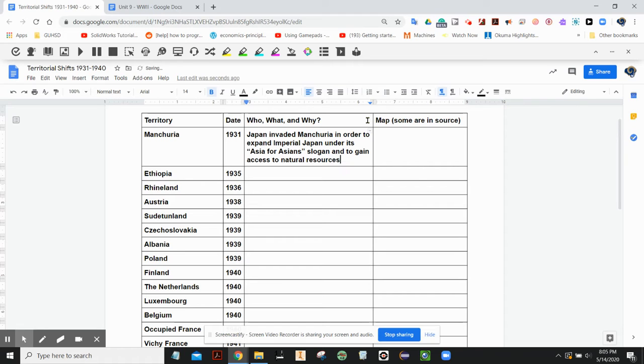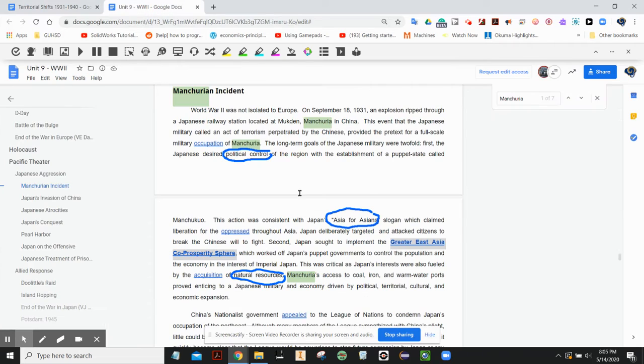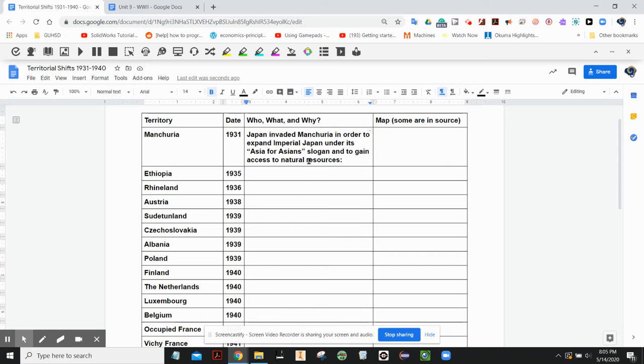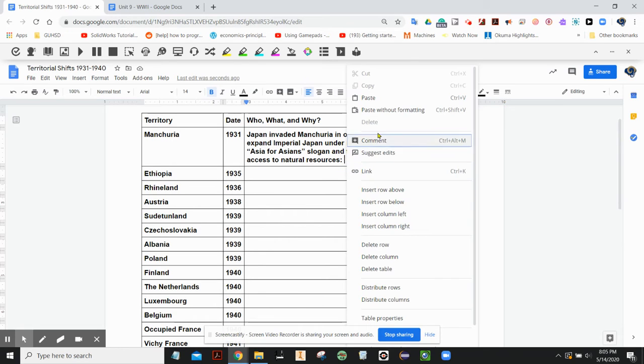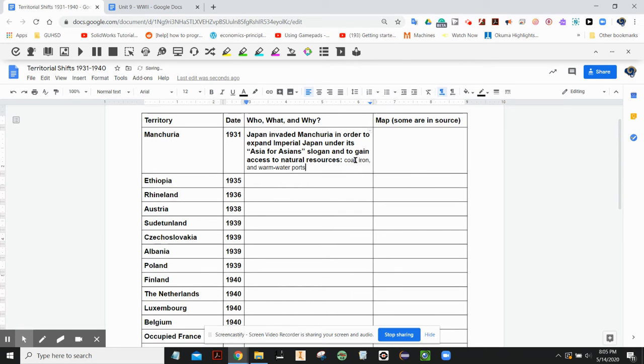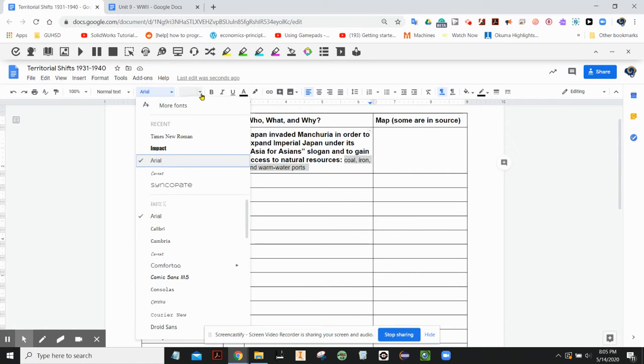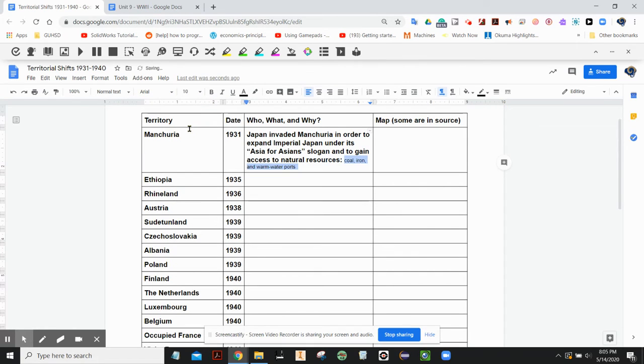resources. And let's go back and quickly check what resources Manchuria had, because Manchuria had coal, iron, and warm water ports. I'm going to copy that, come over here and paste it. Boom. And then once I paste it in, I can change it to Arial and change it to 10, I believe it is.